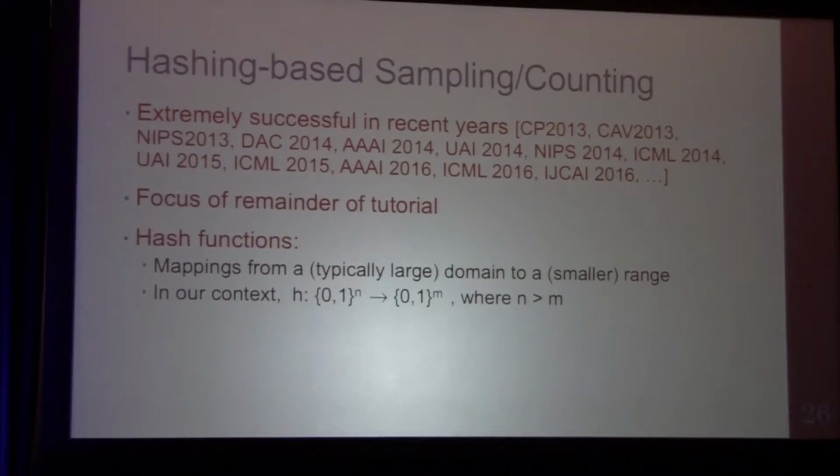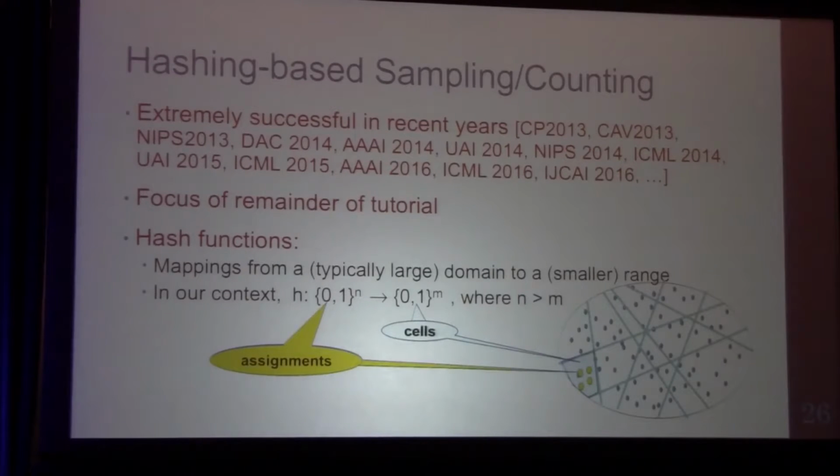So very quickly, what are hash functions? They are mappings from a typically large domain to a much smaller range. In our context, our domain is the space of all possible assignments. So {0,1}^n, where n is the number of variables in our formula, that is the domain. And we want to map it to a smaller range, {0,1}^m, where m is less than n. Right? So these we will call assignments, and whatever the assignments are getting mapped to, we call the cells. So pictorially it looks like this.